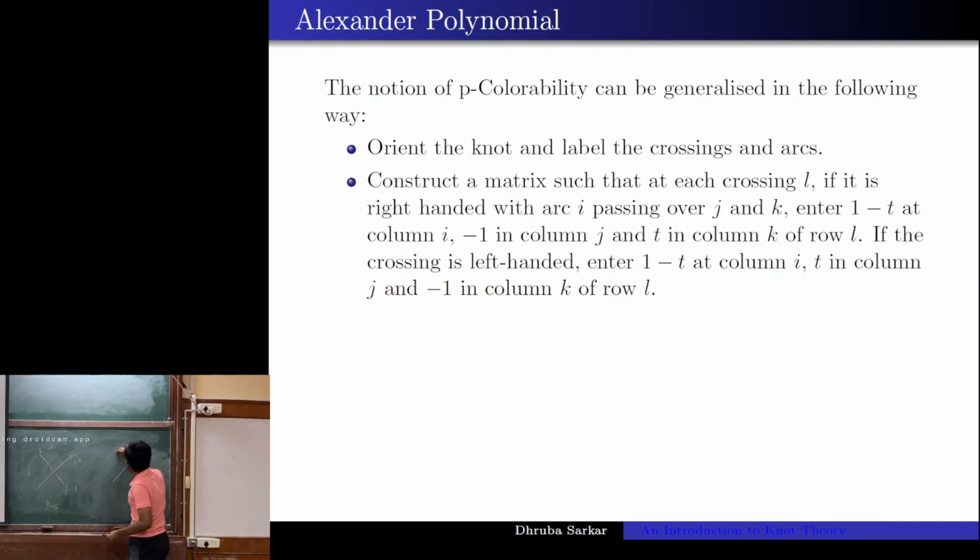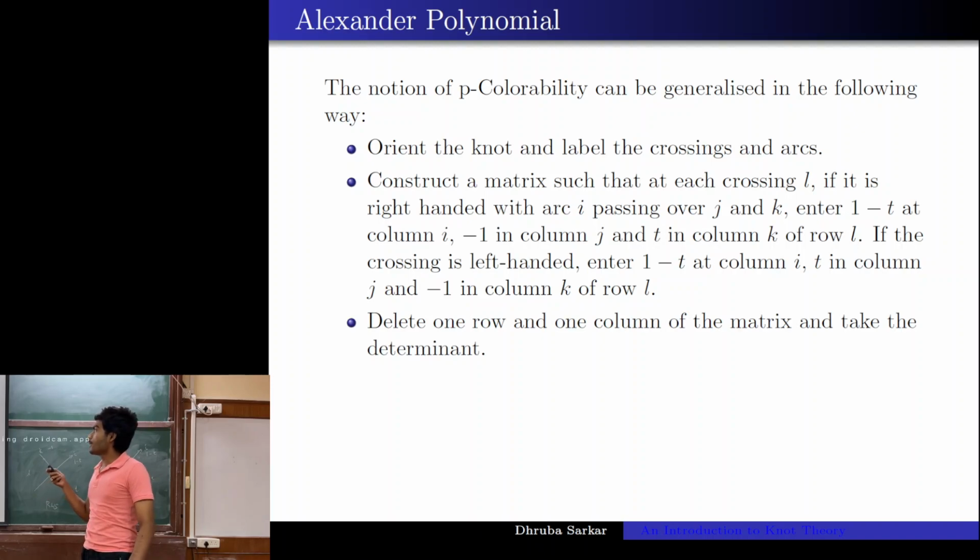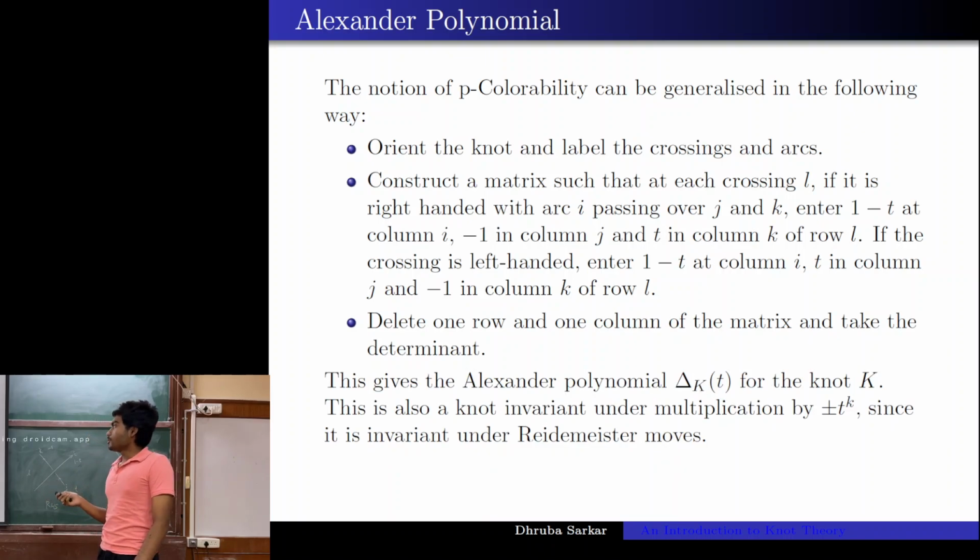And if it's a left-handed system, something like this, here you have say I, J, K, then you put 1 minus t here. Whatever is coming outside, you label as t. Whatever is going inside, you label as minus 1. This is how you construct the matrix, and then you do the same thing. You delete one row and one column of the matrix and just take the determinant. This will give you the Alexander polynomial of the knot.